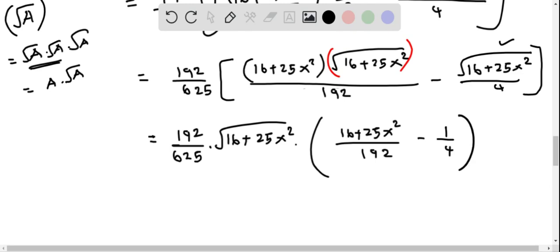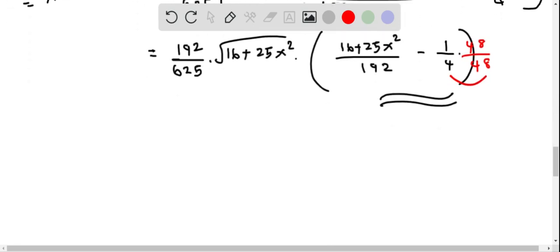Now we just have to simplify this fraction. For that we need a common denominator, which means we multiply and divide to make it 192. This 4 has to be made into 192. When we divide 192 by 4, we get 48. So for this fraction, I'm going to multiply and divide by 48. So 4 times 48 will become 192, and we then have the common denominator.